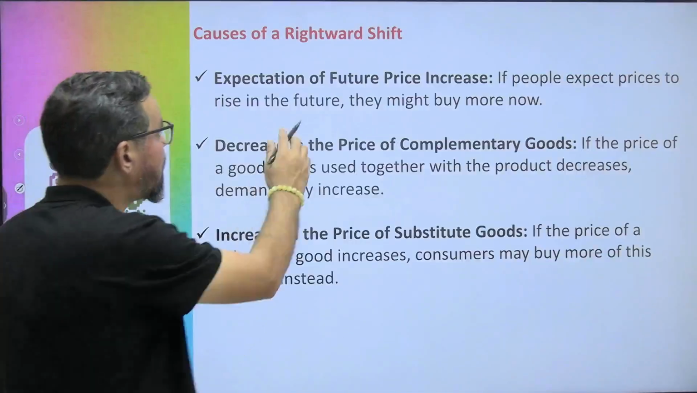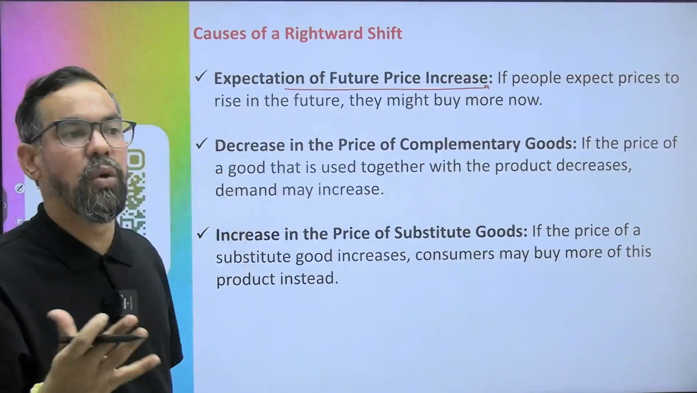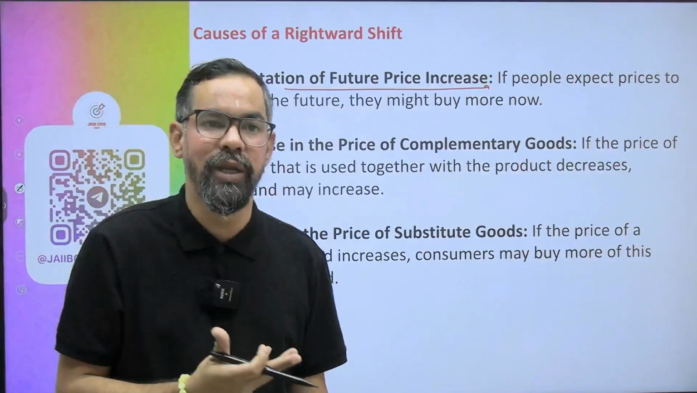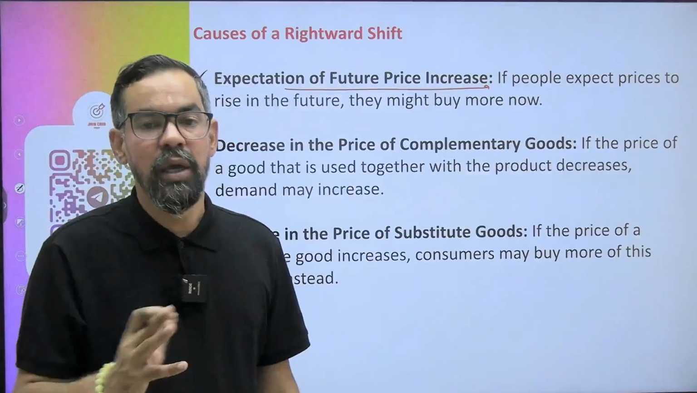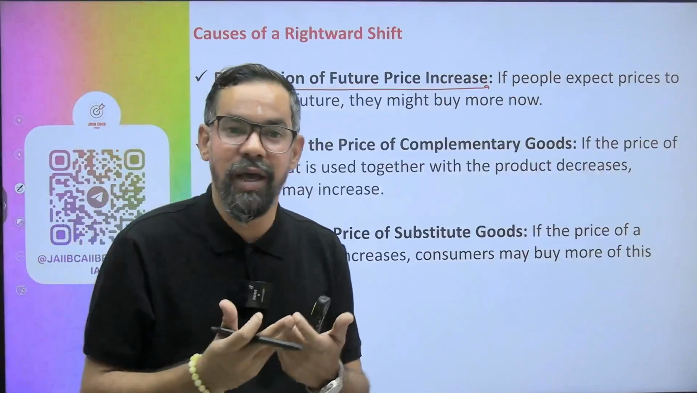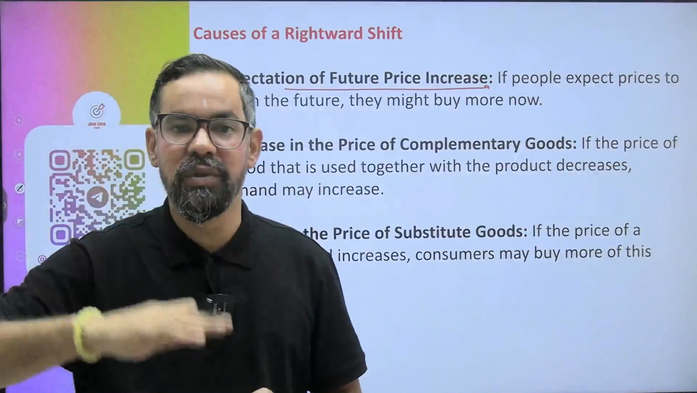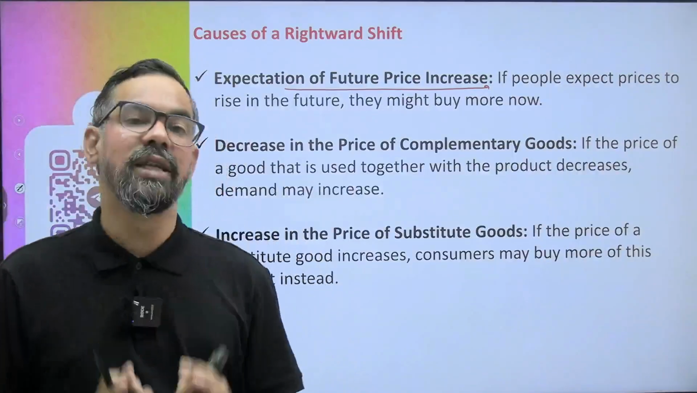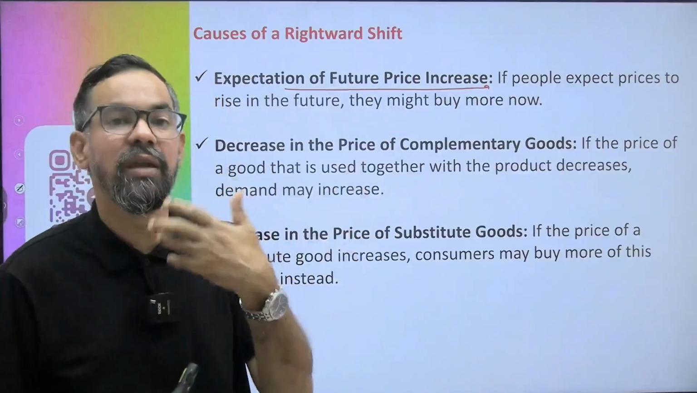Next one, expectations of future price increase. This is something like speculation about the commodity also. This happens so many times, right? It can be due to stock holdings. Sometimes it happened for onions and tomatoes: suddenly the prices increased from 30 rupees to 300. The reason is stock holdings and all. So when we have expectations, like let's say in the case of gold also.